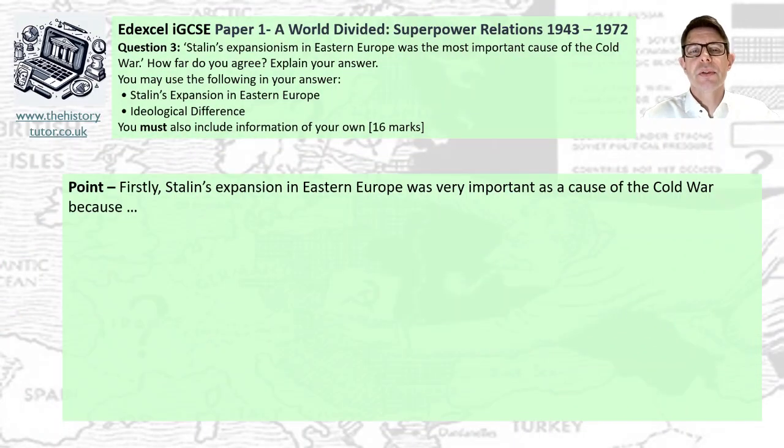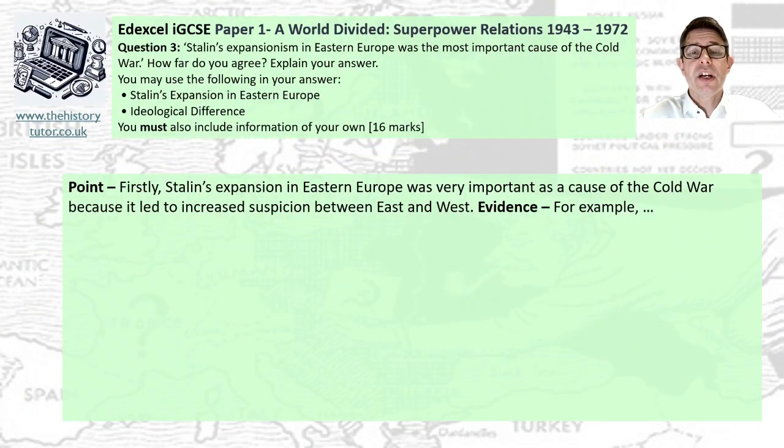So let's work through this first one together. So here's an opening sentence for you to finish. Firstly, Stalin's expansion in East Europe was very or quite important as a cause of the Cold War because. So what do you think you'd say as your first reason? So remember, Stalin's expansion in Eastern Europe is causing tension. So maybe you just need something simple along those lines. Pause me now and finish the first sentence.